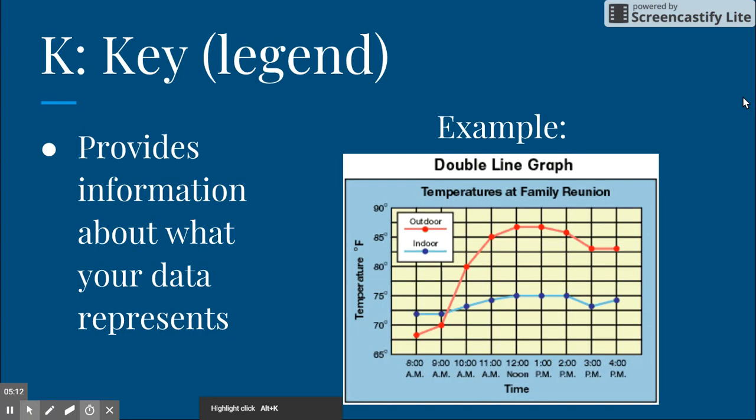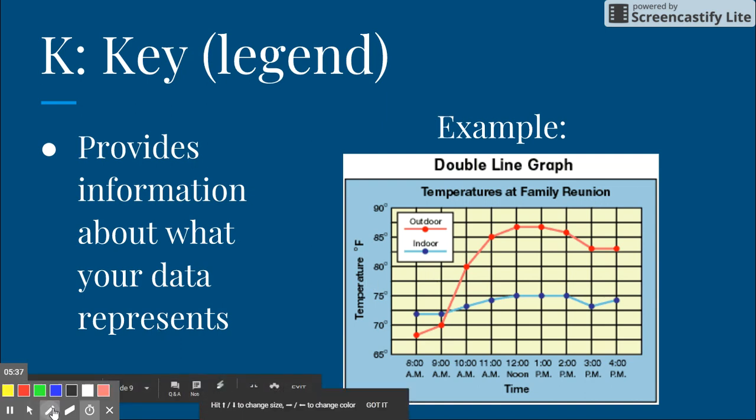And so K is for key. And so this is not always used on graphs. It's particularly helpful for our example here, like a double line graph or a double bar graph. It's when we have different data sets that we're trying to identify under the same parameters, same testing parameters. So this is what we saw before, the temperatures at the family reunion.